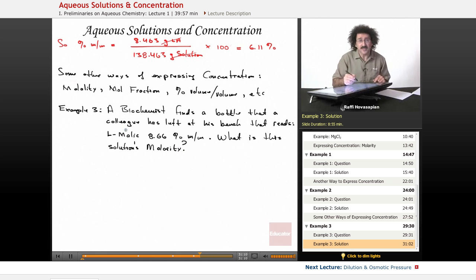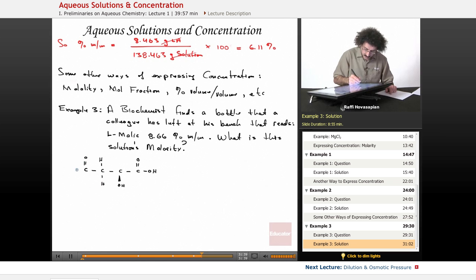Okay, so malic acid. I told you that we're going to be dealing with biological molecules, so let me go ahead and draw the structure of malic acid so you see this one. That's fine, I'll just do it over here. So C, C, C, C. We have a hydroxy there, and then we have a wedge here. I'll go ahead and put the H's in. And then, of course, we have this. So this is malic acid.